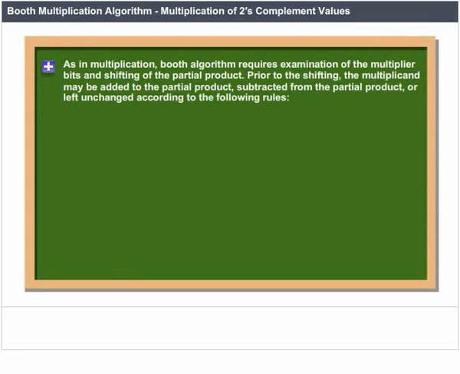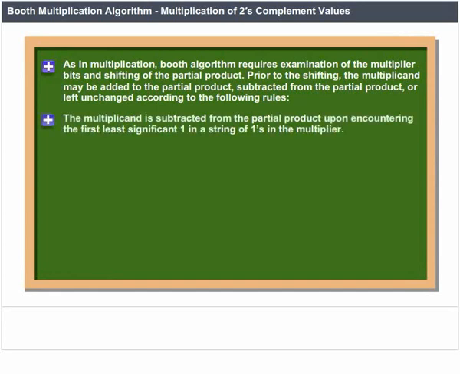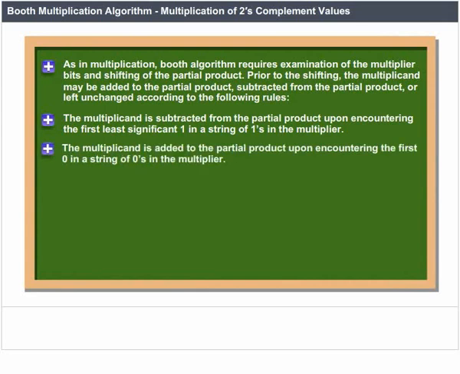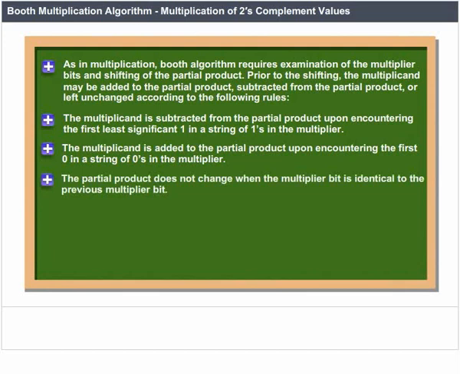Prior to the shifting, the multiplicand may be added to the partial product, subtracted from the partial product, or left unchanged according to the following rules. The multiplicand is subtracted from the partial product upon encountering the first least significant one in a string of ones in the multiplier. The multiplicand is added to the partial product upon encountering the first zero in a string of zeros in the multiplier. The partial product does not change when the multiplier bit is identical to the previous multiplier bit.